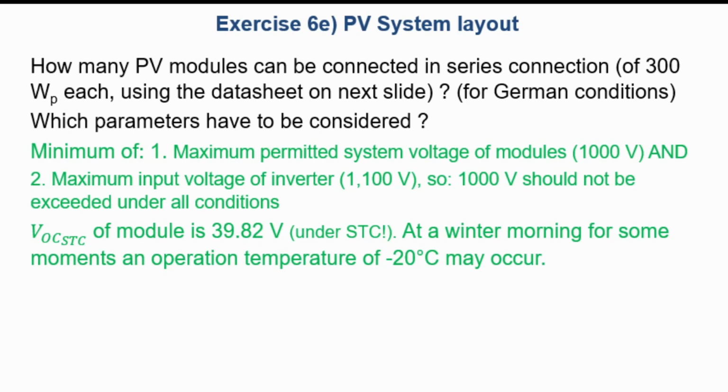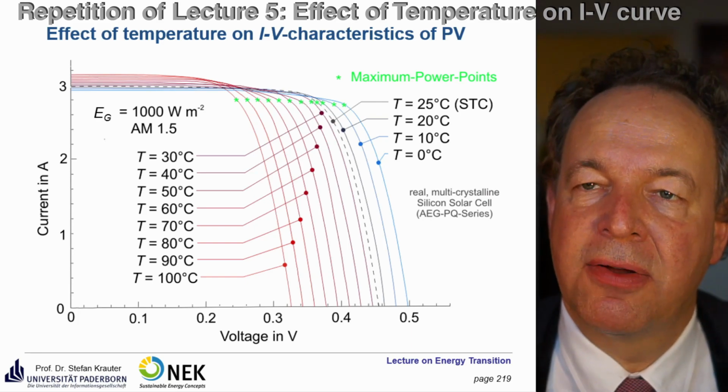And when the sun goes up, it takes some time until the module warms up. So you have to calculate with a module operation temperature of minus 20 degrees. And remember, if you go back to the lecture where we have the curves at different temperatures, the effect of temperature on the IV characteristics.